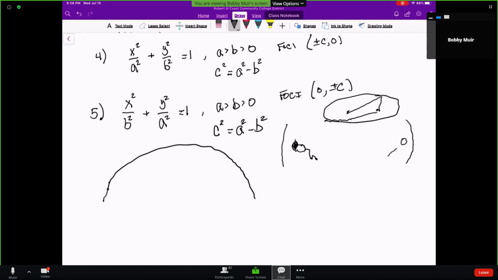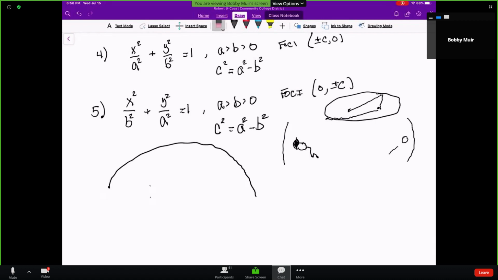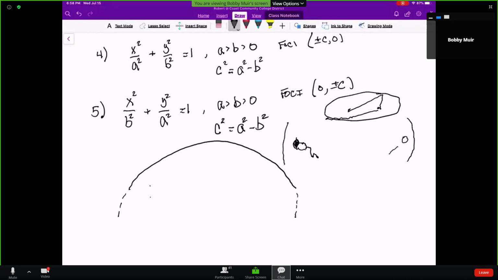So here's like, I didn't mean to do the whole thing. Okay, so it's like dit, dit, dit, and then it goes like this, and then the bottom is dit, dit, dit, dit, dit. Now here's where the foci are.